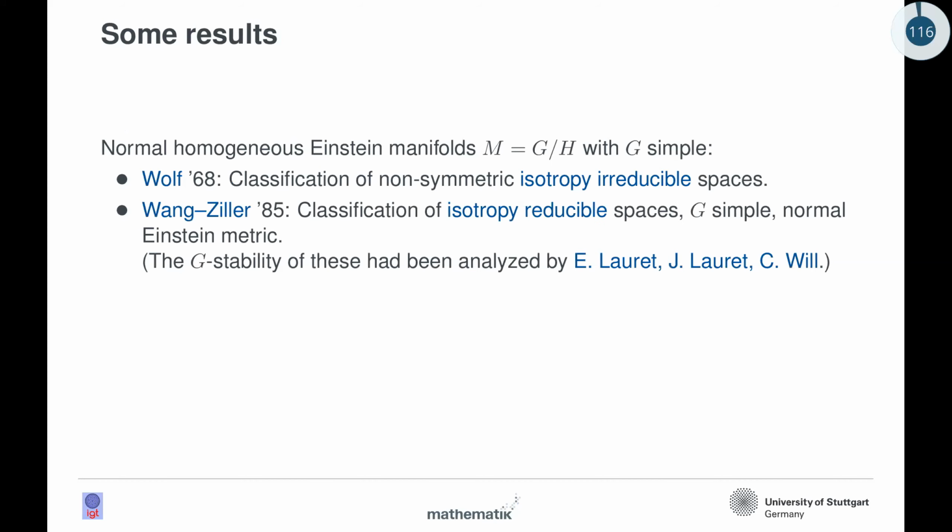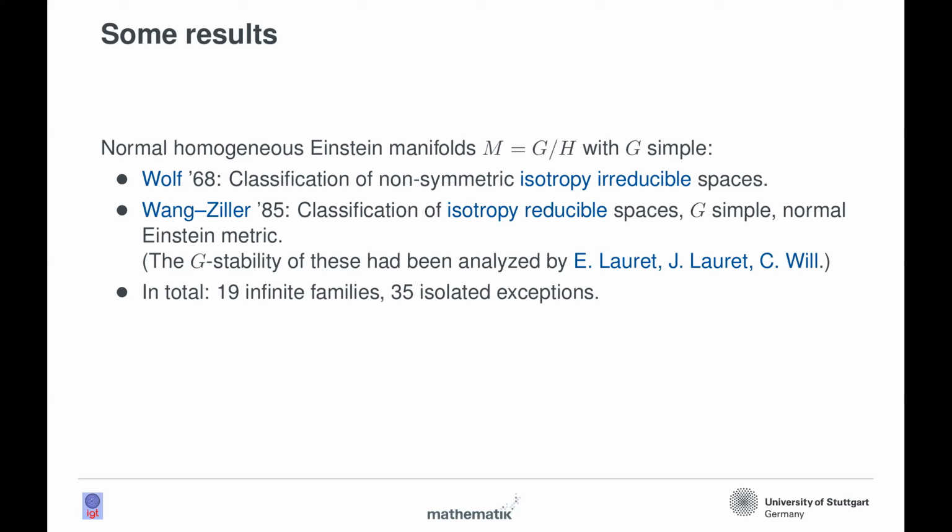So there are these two nice classifications. First, the classification by Wolf of isotropically irreducible spaces that are not symmetric, and the classification by Wang and Ziller of isotropically reducible spaces where G is simple and which carry a normal Einstein metric. There is also a similar question, or a more restricted sense of stability, where we're only looking at G-invariant variations of the metric. This is called G-stability, and it has been analyzed on these Wang-Ziller spaces by Emilio Jorge and Cynthia Will. In total, there are 19 infinite families to consider and 35 exceptions.